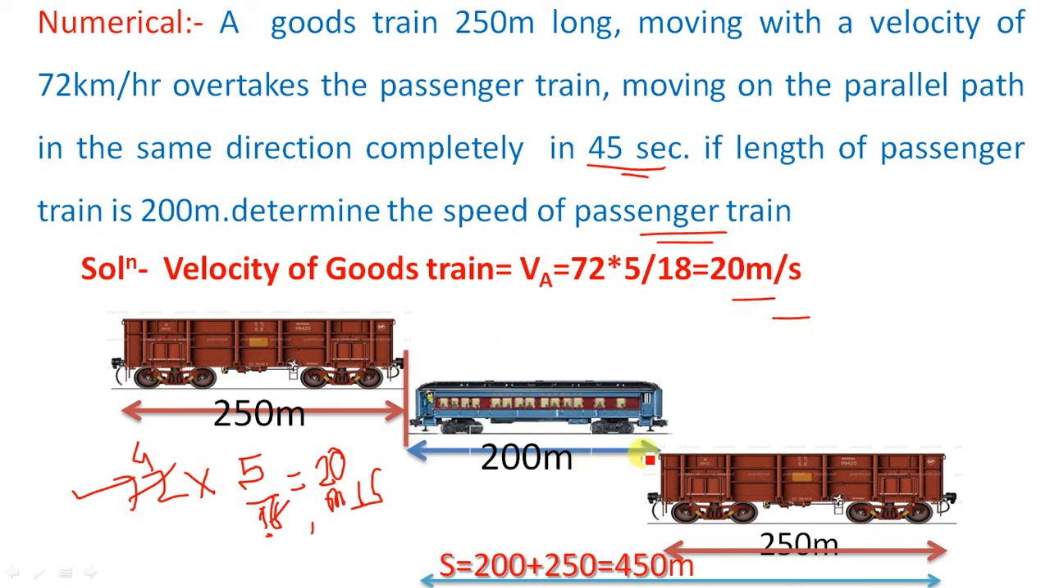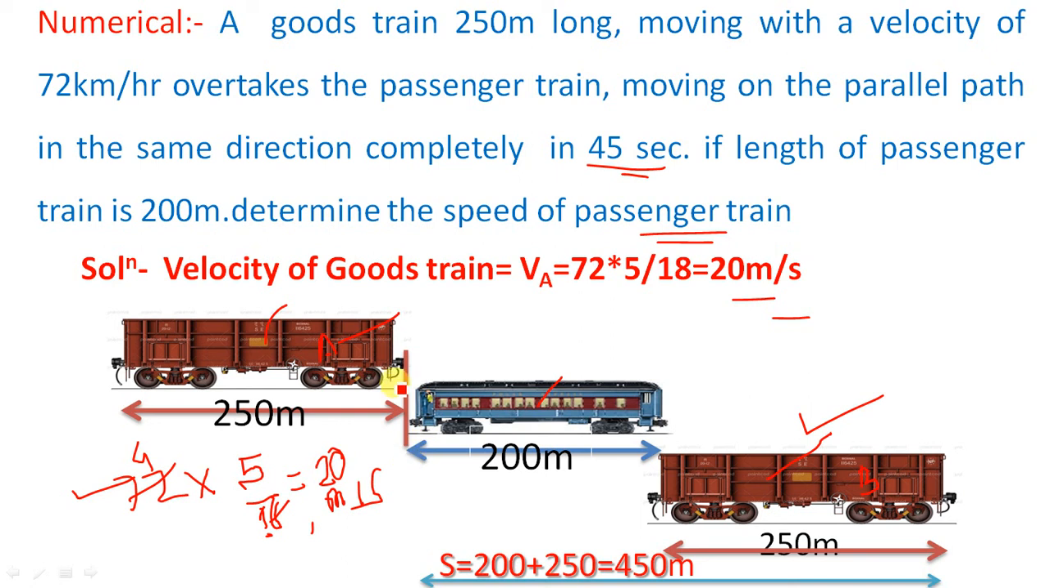Now the length of the passenger train is given as 200 meter, and the problem mentions that 45 seconds is the time required by the goods train to overtake the passenger train. When the goods train overtakes the passenger train, its position is this one. This is the initial position A, and when it overtakes the passenger train, its position will be this one. So how much distance will it cover during that time?